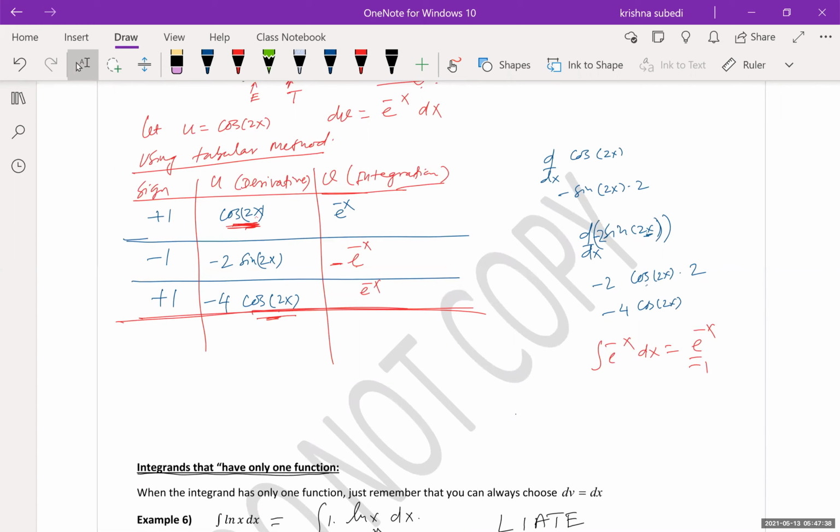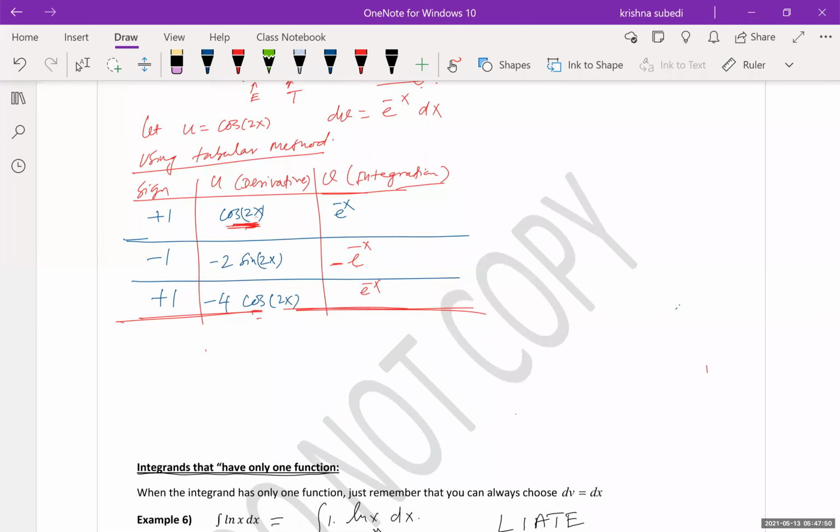Now let us write it down in a nice way. Our question is, let me just copy the question, the integral of e to the negative x cos 2x dx equals, last goes with last, so positive 1 times cos 2x is cos 2x, times negative e to the negative x, will be negative e to the negative x cos 2x. Okay, the first line is done.